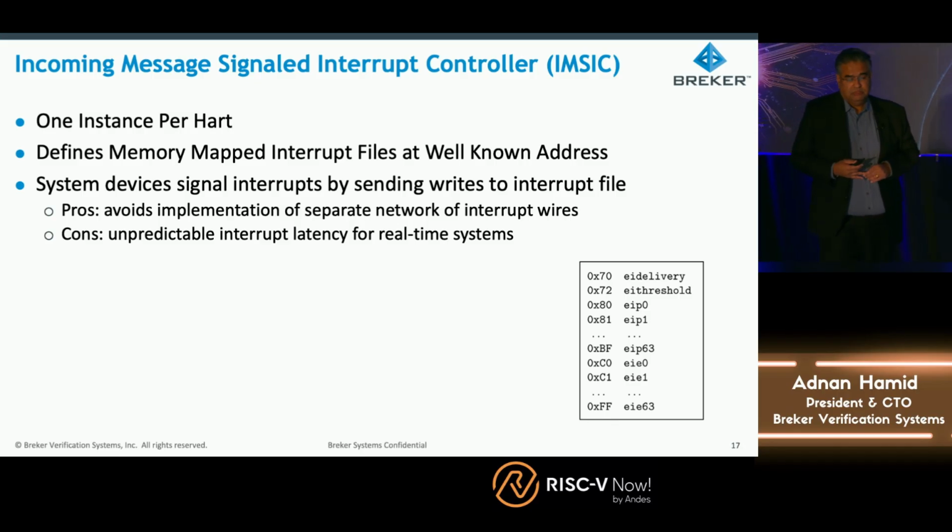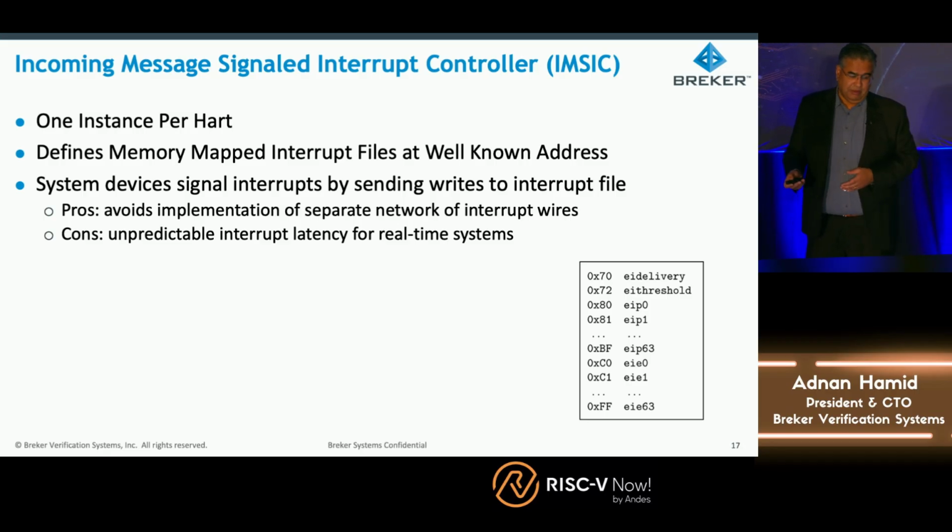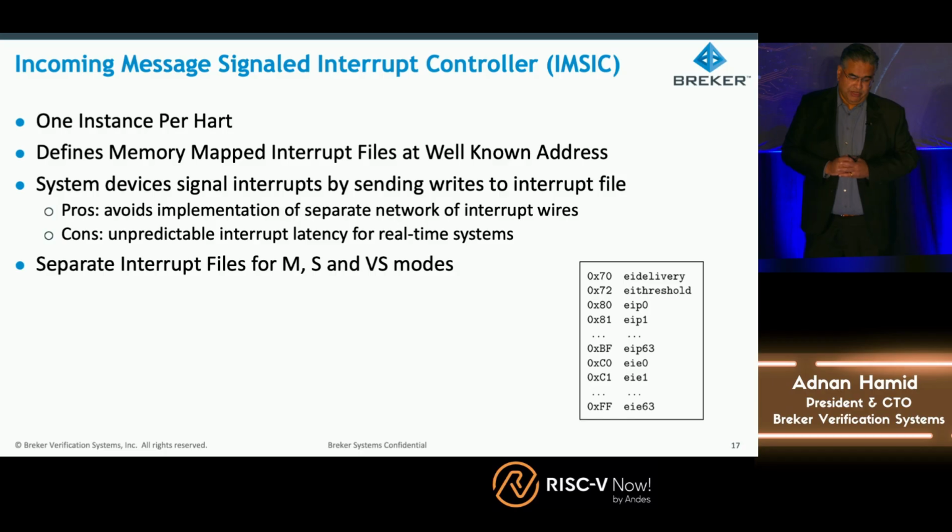Now, there are some pros and some cons, right? On high-performance systems, we're just doing a memory write, and we don't have to wire up separate interrupt lines, so that's the good news. The bad news is we don't know the latency of that write. If there's a lot of other traffic going on in the NOC, it might be slow. Some systems don't care, some systems really care. So real-time systems tend to use wired interrupts.